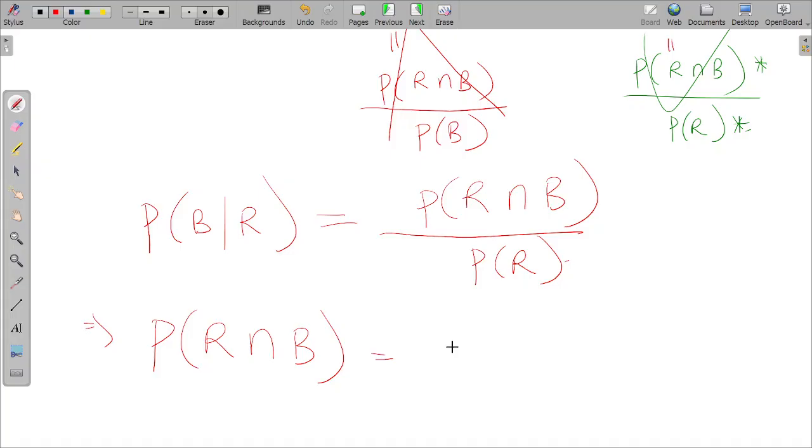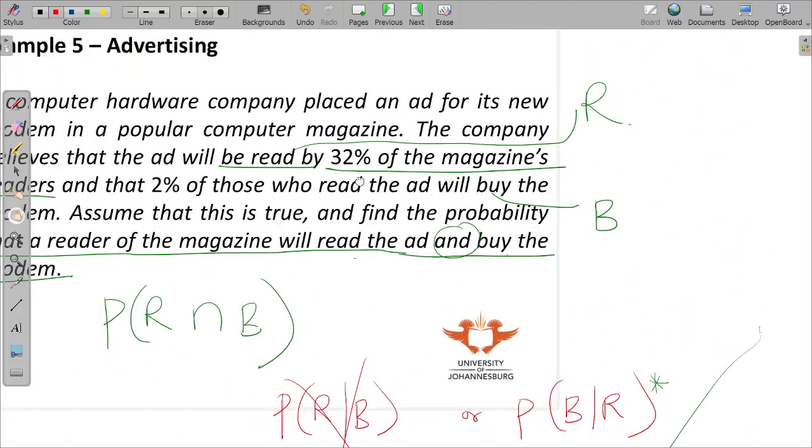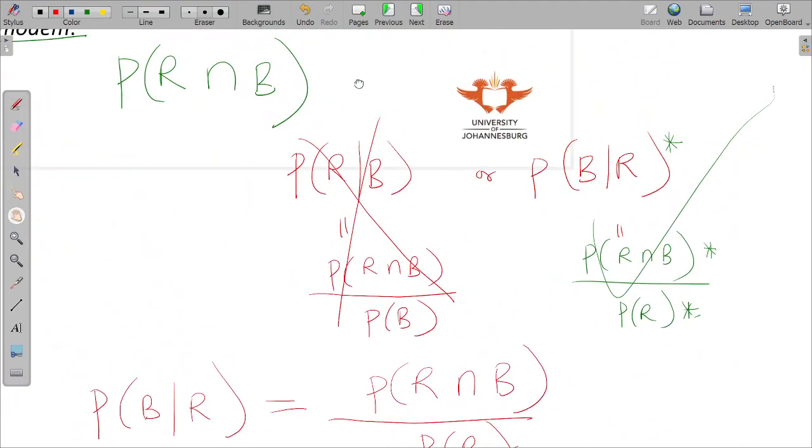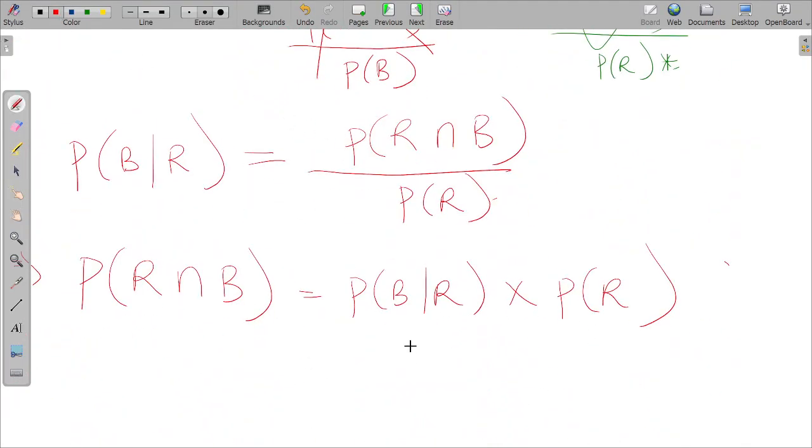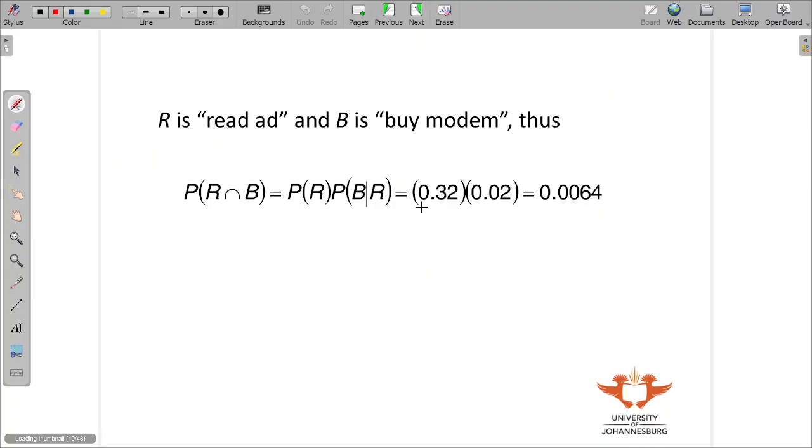That implies it equals probability of B given R multiplied by probability of R. Okay, that is it. And then we bring in our percentages. Probability of B given R is 2%, multiplied by 32%, which is 0.02 multiplied by 0.32. And then we get our answer. Please ensure that you understand what we're doing there.